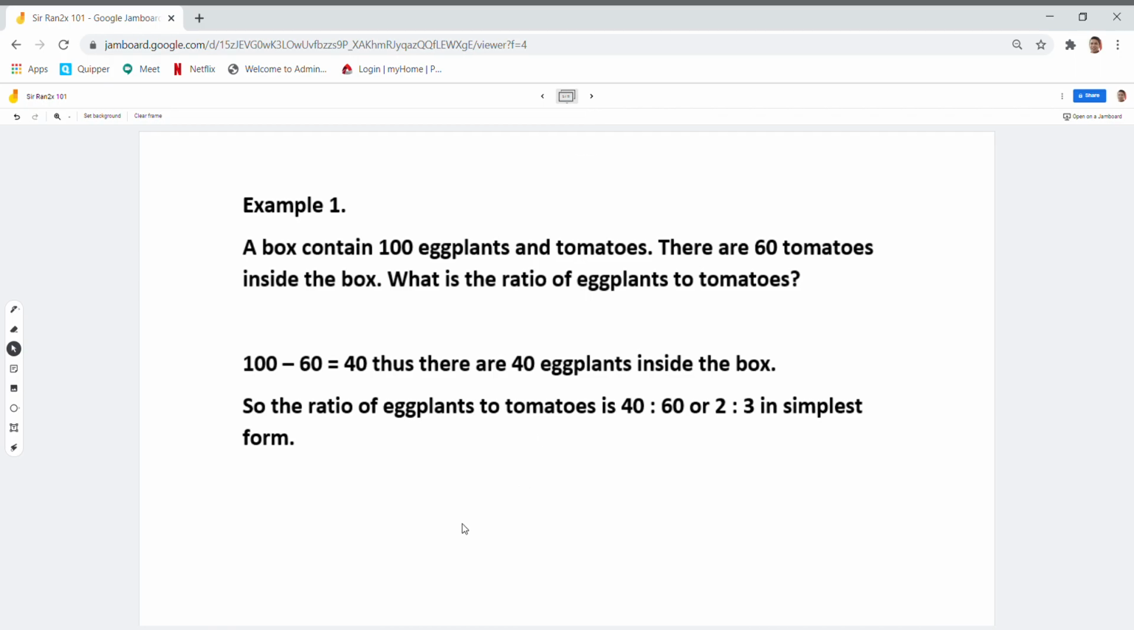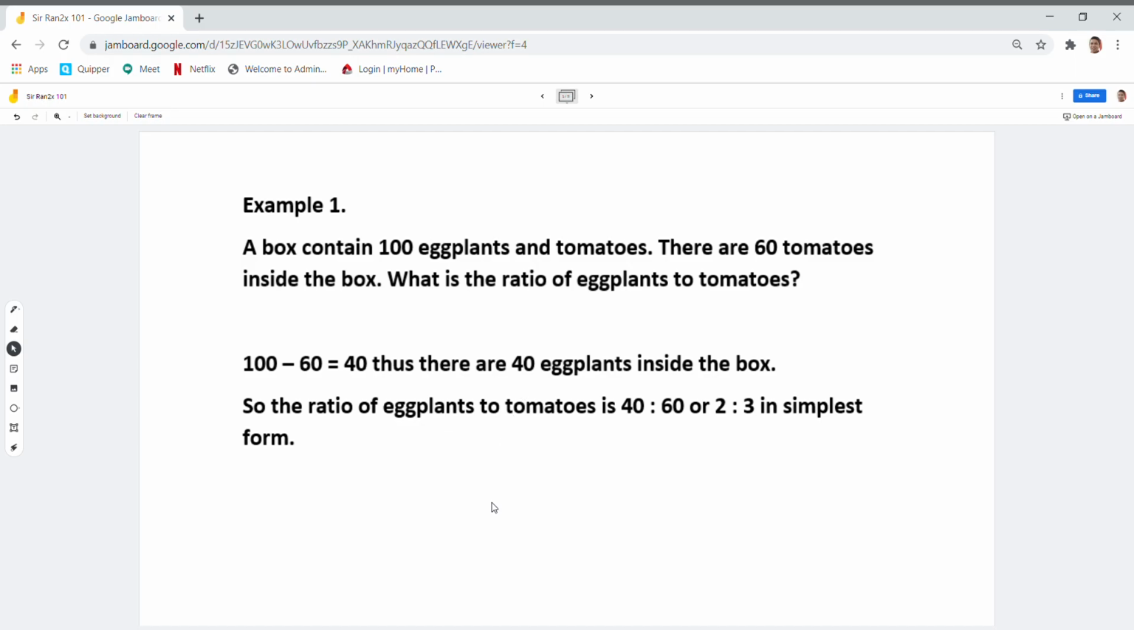Now let's take this example. A box contains 100 eggplants and tomatoes. There are 60 tomatoes inside the box. So what is the ratio of eggplants to tomatoes? That's the problem. Of course, the total is 100. So you subtract the number of tomatoes from the total so that you can get the number of eggplants. Therefore, 100 minus 60 is equal to 40. That 40 is the number of eggplants inside the box.